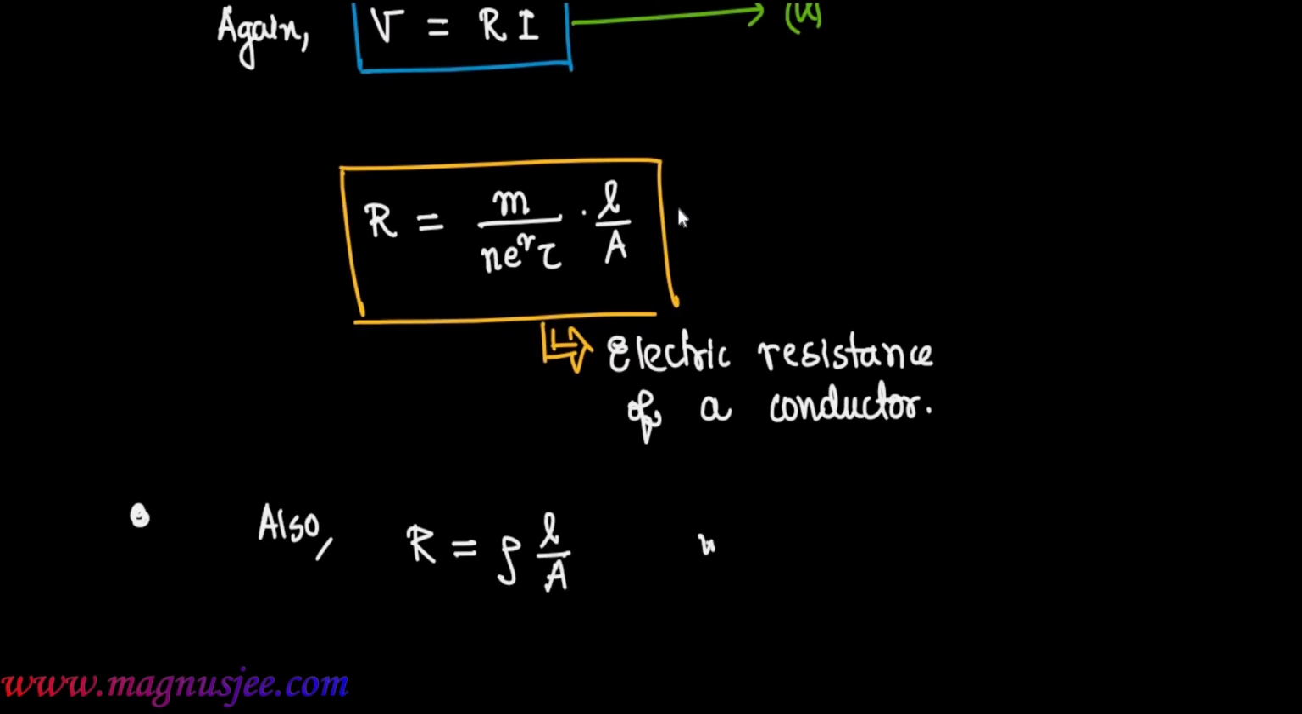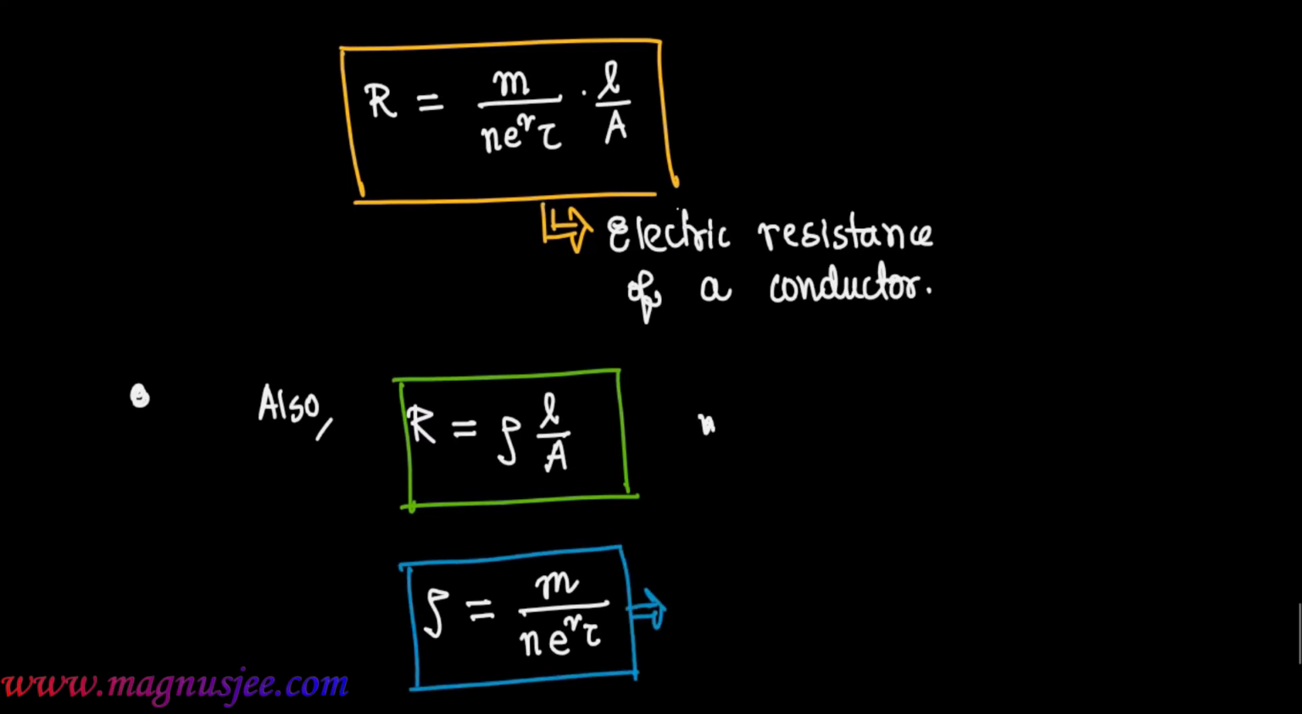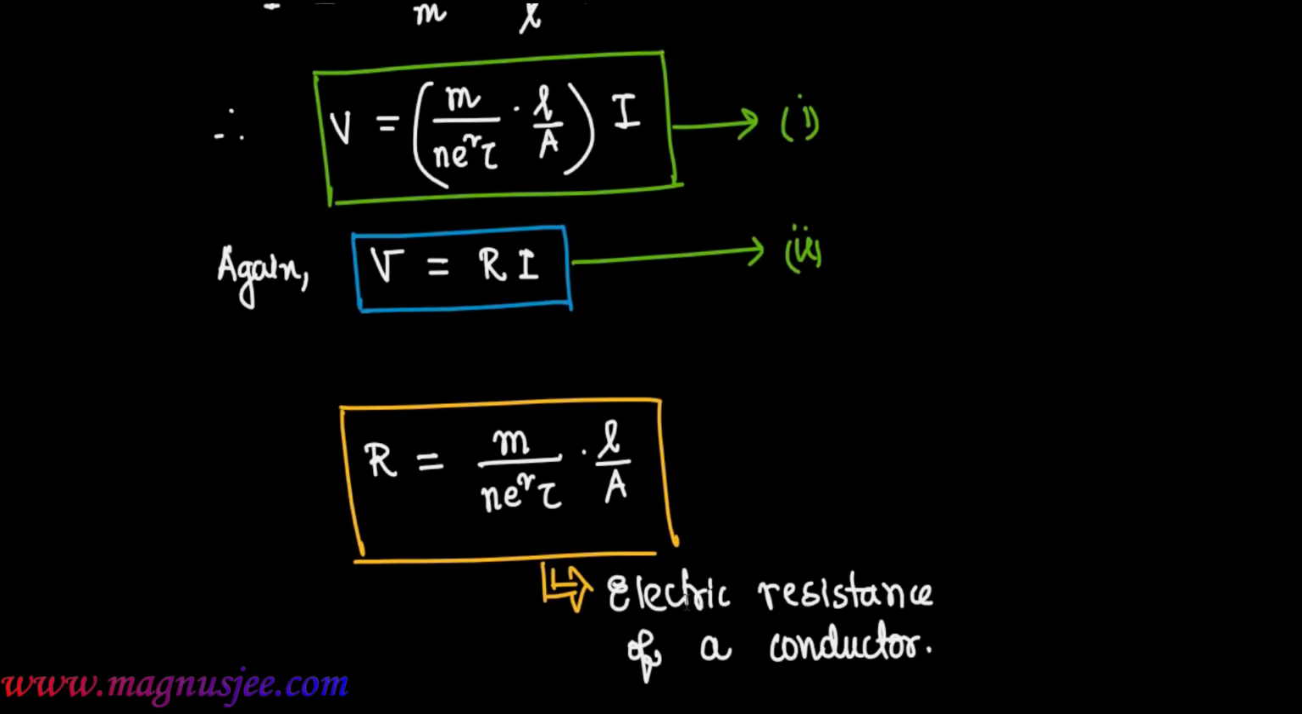Also resistance R is equal to rho L by A, where rho is the resistivity or specific resistance of the conductor. If we compare these two expressions, we get rho as m divided by n squared tau. This is the expression of resistivity or specific resistance of the conductor. Therefore, we can say that resistance R is directly proportional to length L and inversely proportional to area of cross section A.